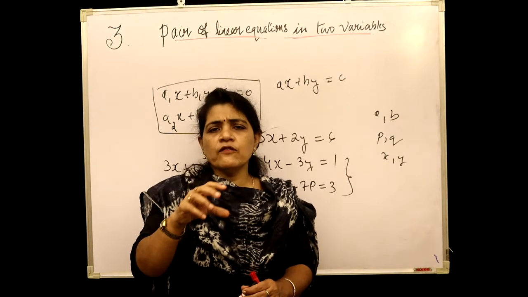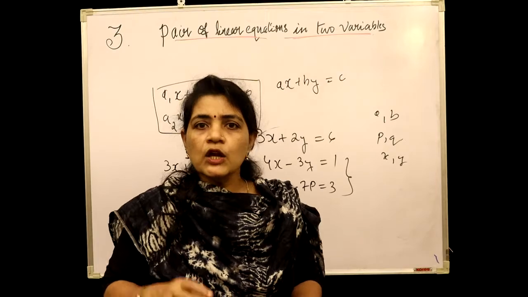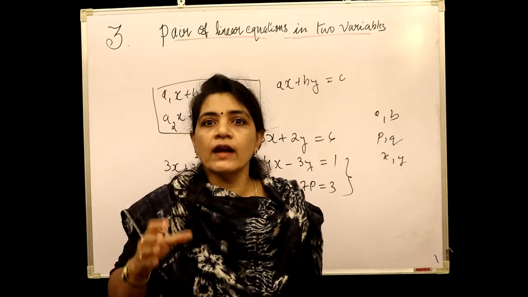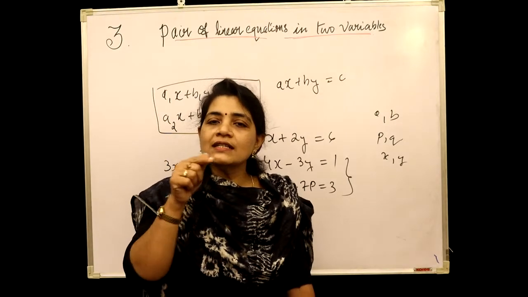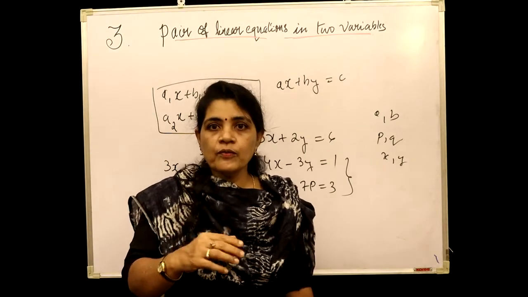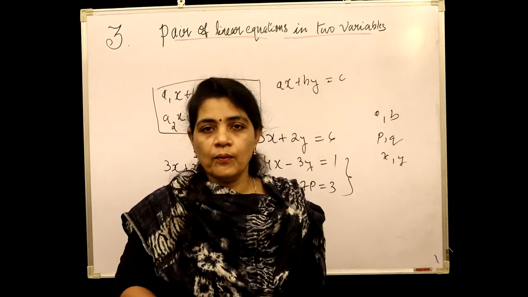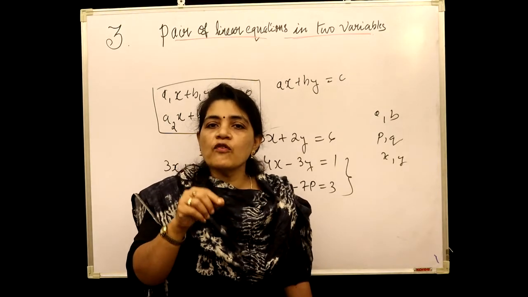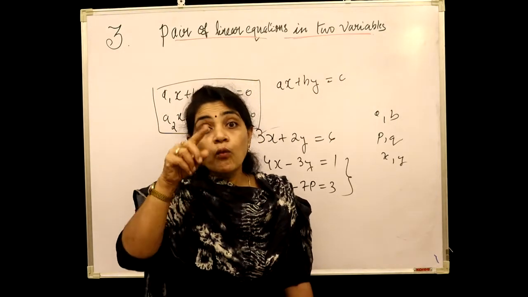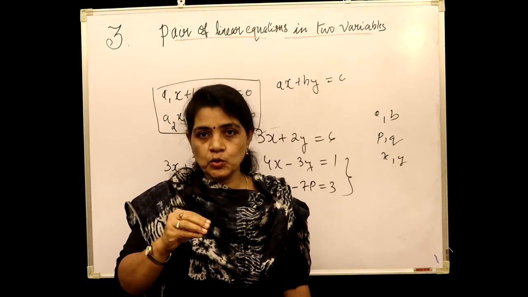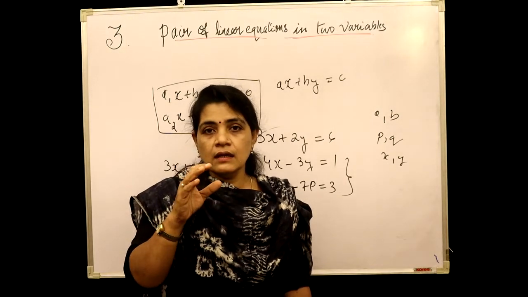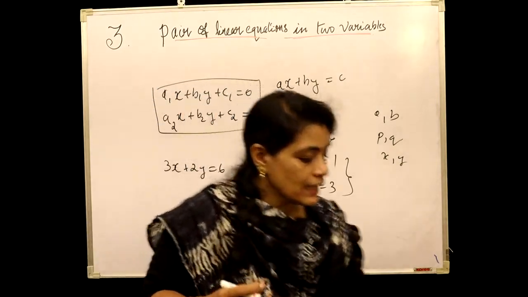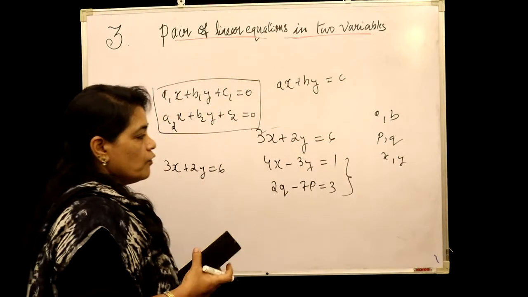That is about the solution of a pair of linear equations in two variables. Here comes a very important topic. After seeing the coefficients of x and y and also the constants, you can say which type of solution it will have. By comparing the ratios of the coefficients, a1 by a2, b1 by b2, and the constants, you can say which type of graph or solution it has.